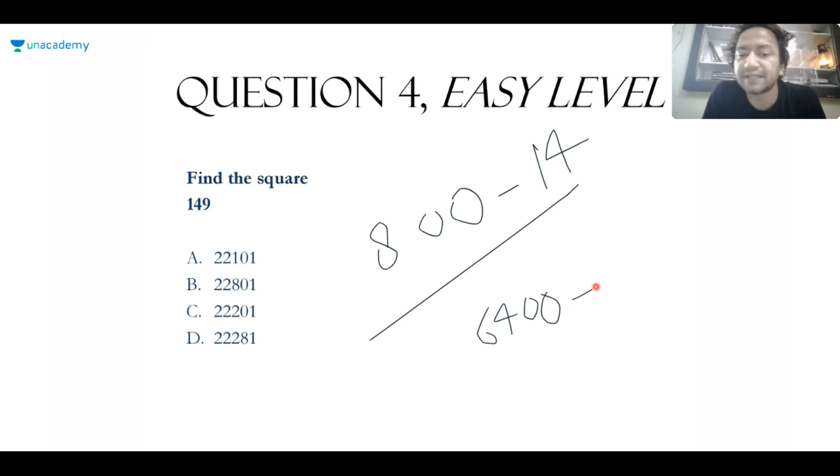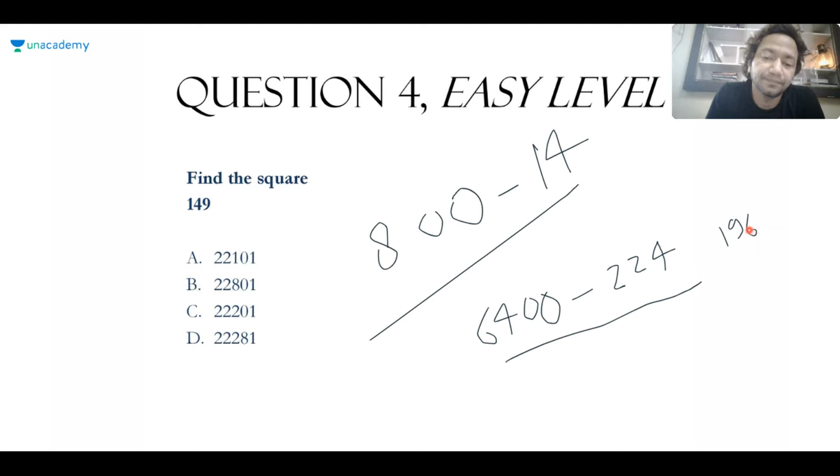800 is 16 times 50. 16 into 14 is how much? Two to four, and the square of 14 is 196. So 6176 and 196. This is the first class. That is why I am using pen and paper. No worries, Pridrashini. No worries. It's all right. It's all right.